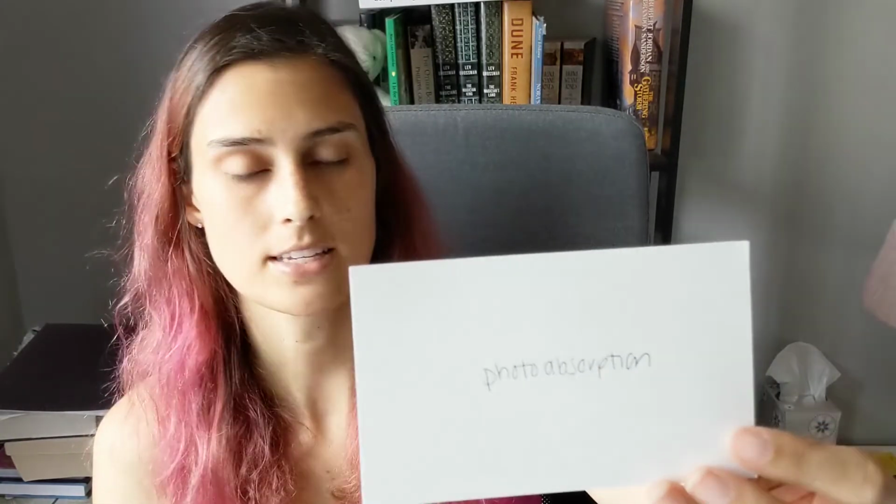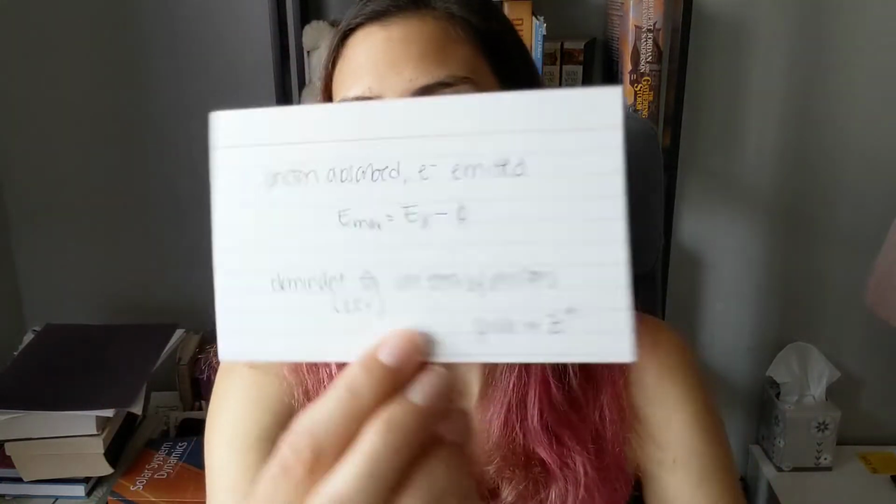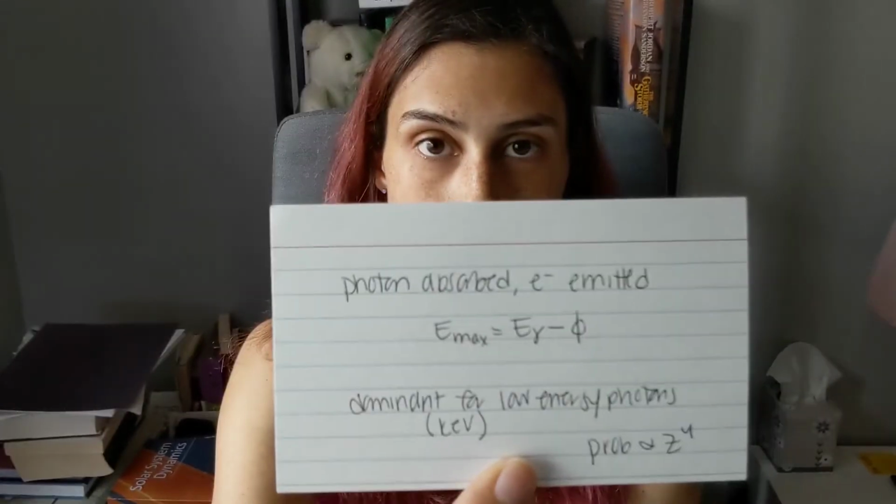Photoabsorption. So this is when a photon is absorbed and an electron is emitted. The maximum energy is equal to the energy of the photon minus phi, where phi is the work function. And this is dominant for low energy photons, about a kilo electron volt, and the probability is proportional to Z to the fourth.